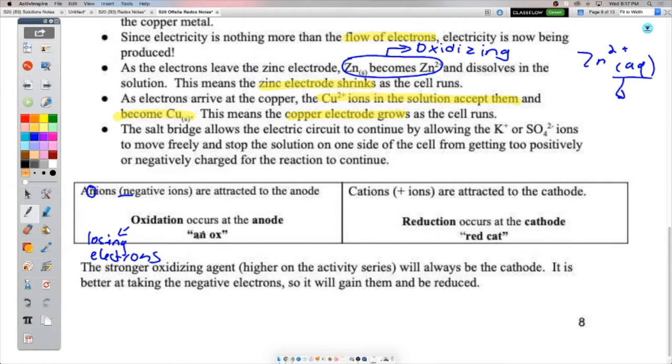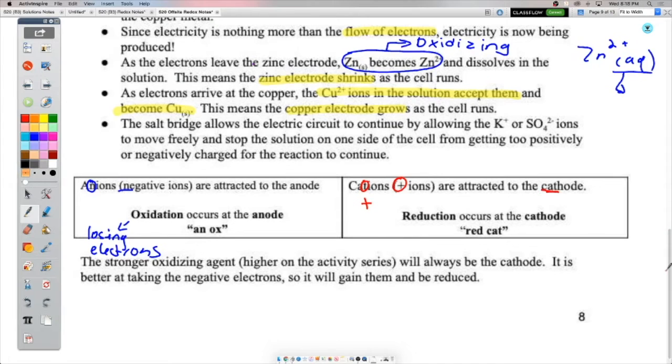Now, reduction occurs at the cathode. So cations, remember the T looks like a plus. If you write it out, it looks like a plus sign. So cations are positive ions. They are attracted to the cathode. That makes sense. Cations go to the cathode, anions go to the anode.